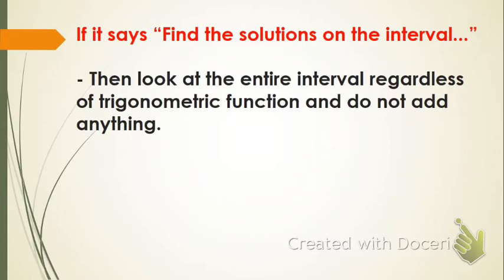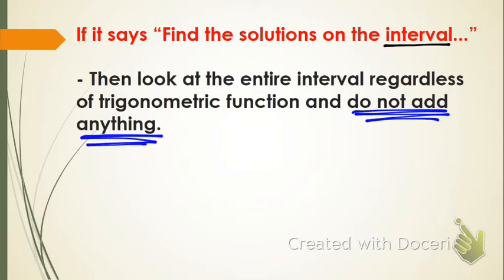Today's another day where having your unit circle pulled off to the side is going to be really, really helpful because we're doing it again with finding solutions. The difference between today and Tuesday is that on Tuesday we were finding all the solutions, and today we are only going to find solutions on the interval. So they're going to tell us how far on the unit circle to look, and that means we would not add anything at the end.